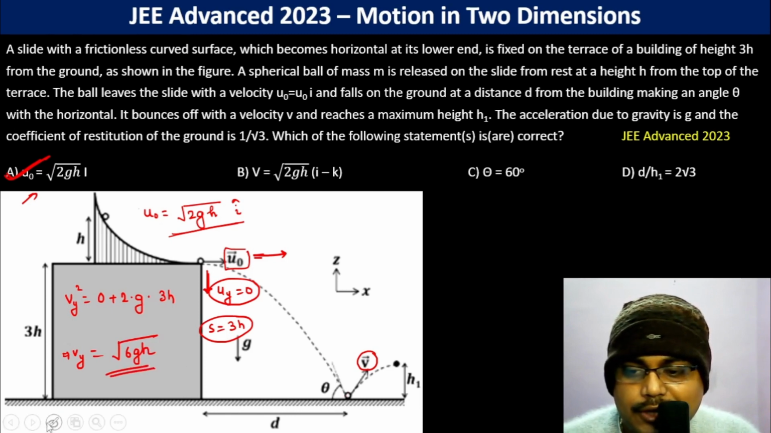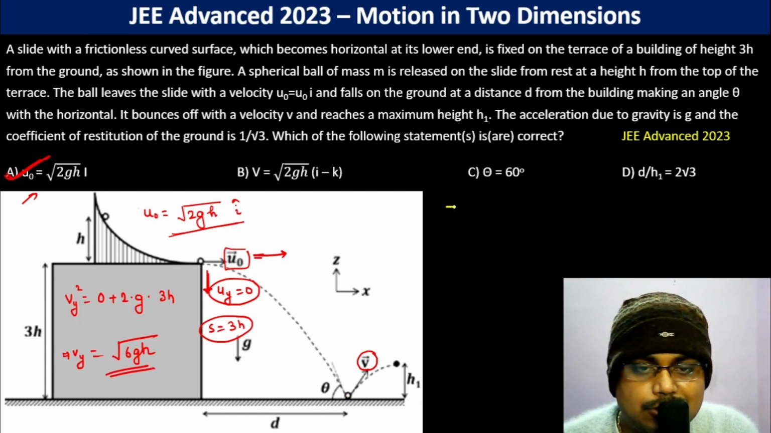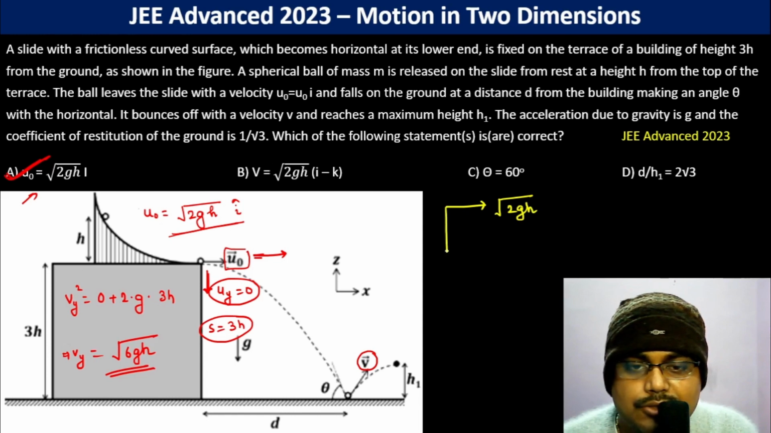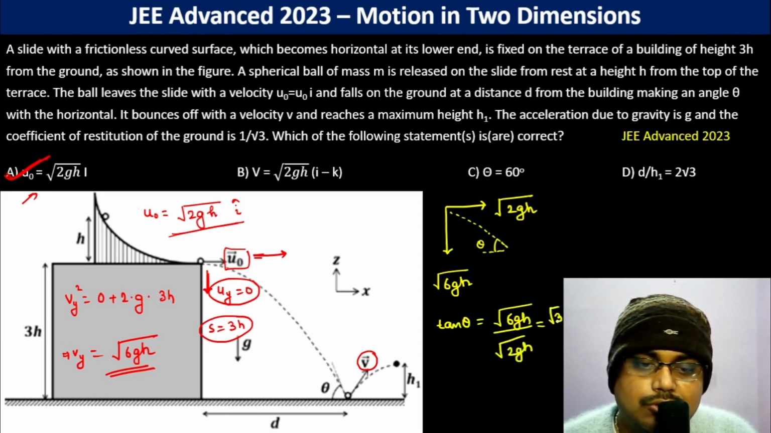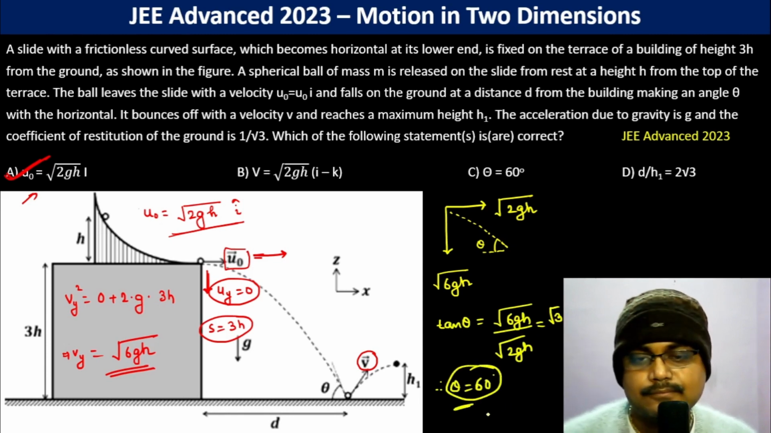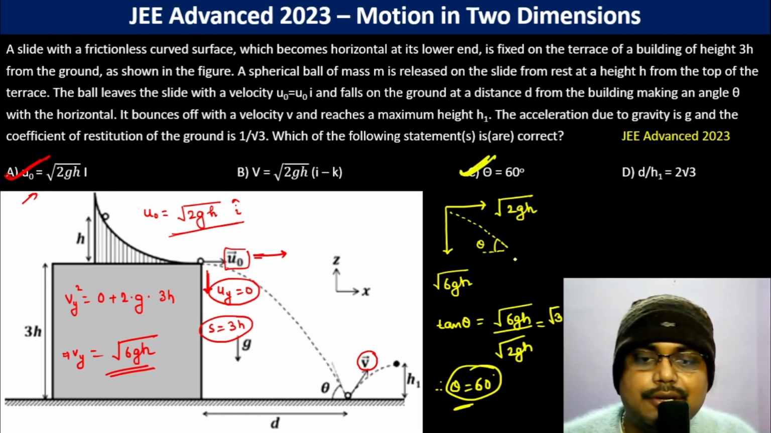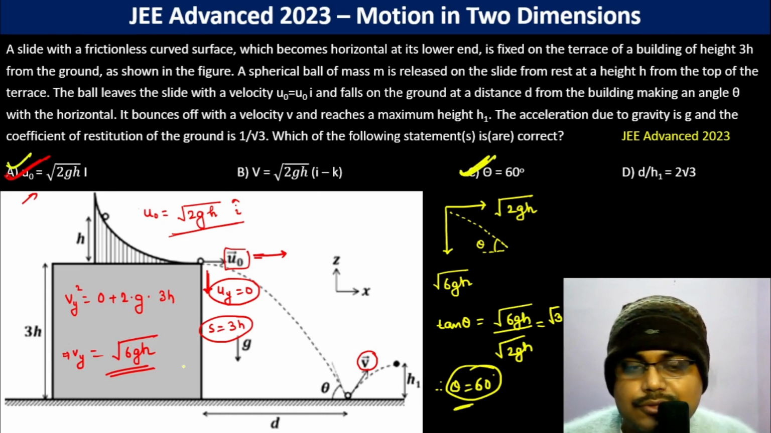So when it is striking, it has the velocity root 2gh in this direction, and root over 6gh in this direction. If this is theta, tan theta is equal to root over 6gh by root over 2gh, which is root 3. Therefore theta is 60 degrees. So the second option is also correct. The first was correct, the second is correct.